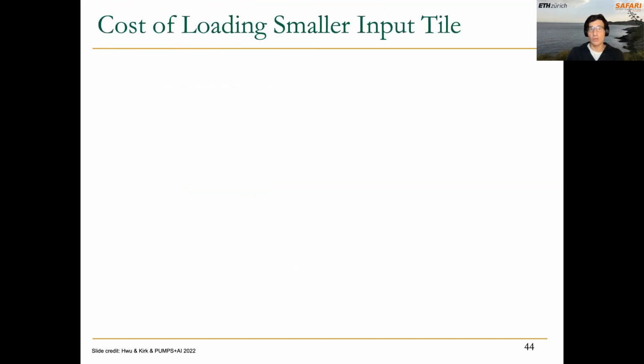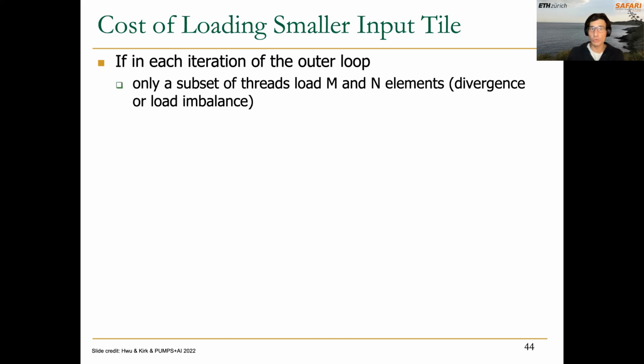The reason is that if we load the smaller tiles, we will have to synchronize more frequently, right? In each iteration of the outer loop, we will have a subset of threads of the thread block loading tile width elements of M, and then tile width elements of N, and loading them into the shared memory. This first has the problem that we have many more threads in the thread block, tile width square threads, right? So some of the threads will do nothing. So that's why we have divergence and load imbalance.